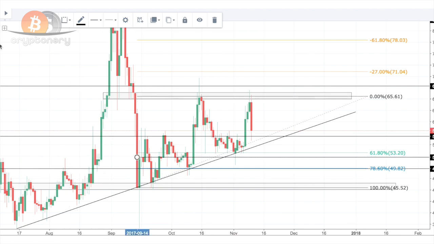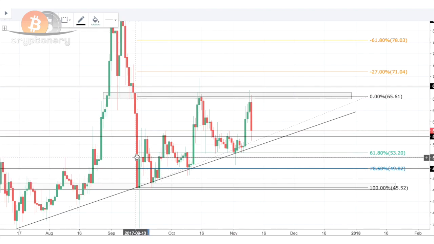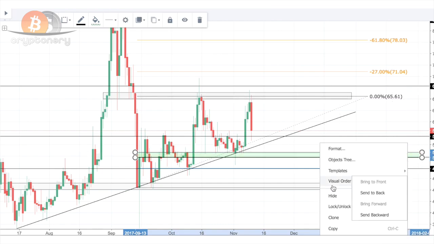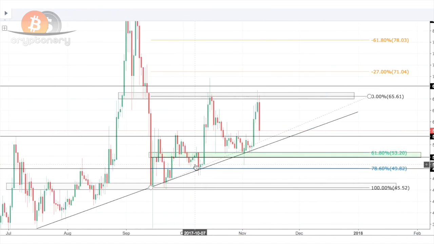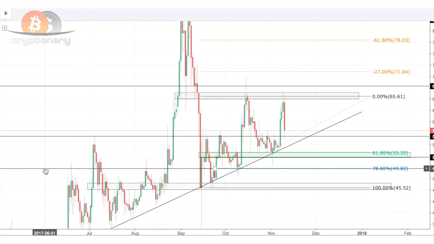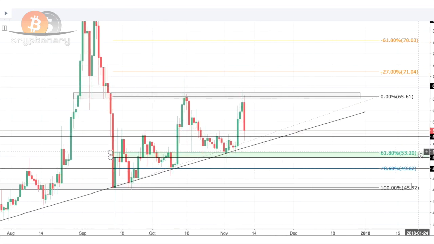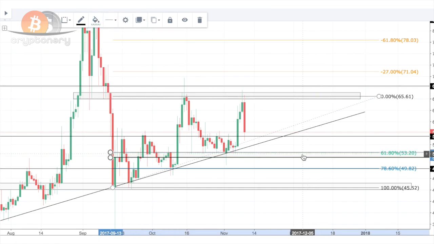We then add the horizontal and rectangle tool together. By drawing this zone, I've now marked the 61.8 and a key level of support, which would have been valid even without the Fibonacci. The 78.6 correlates perfectly with the predetermined support level I already had drawn. So again, we understand the Fibonacci extensions are going to be valid levels. So all we do is we quickly plot these levels here.